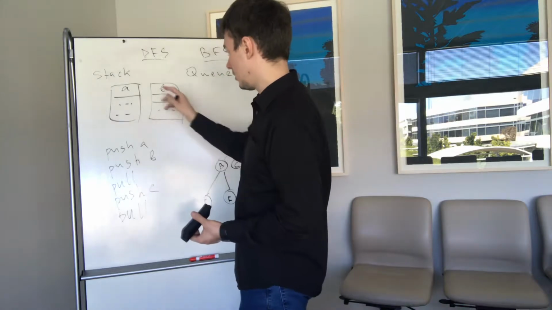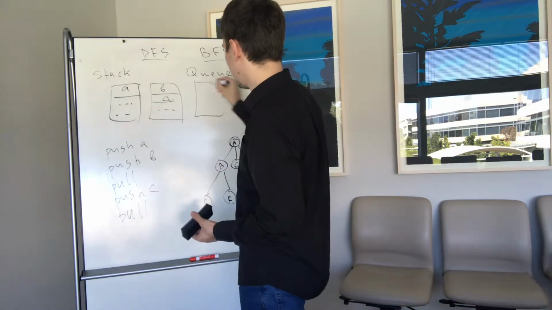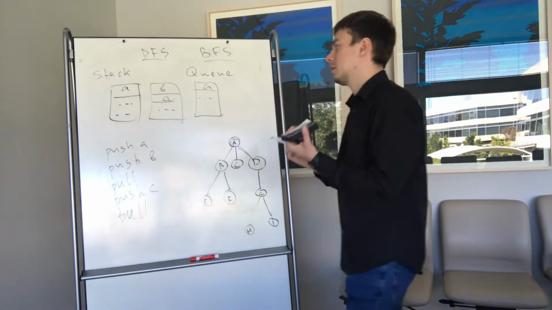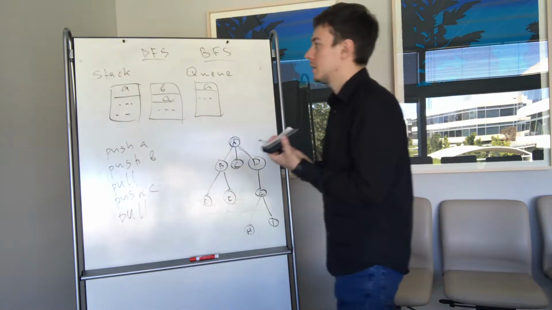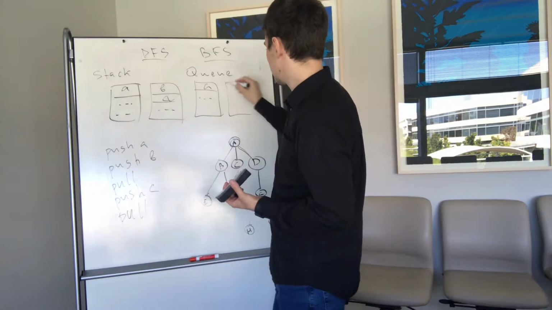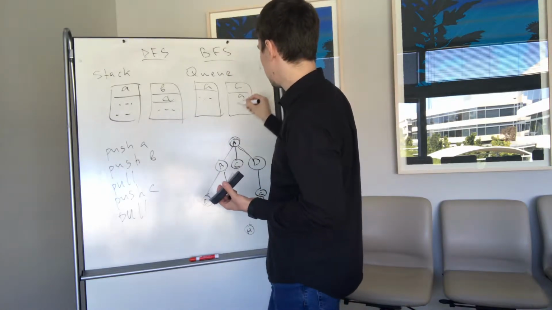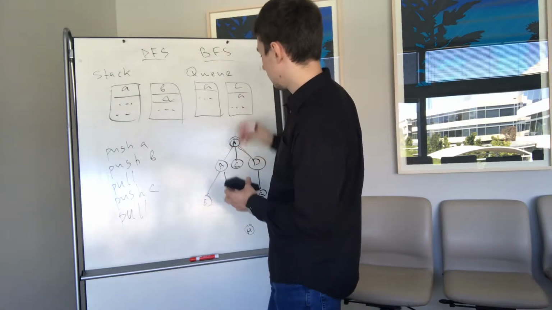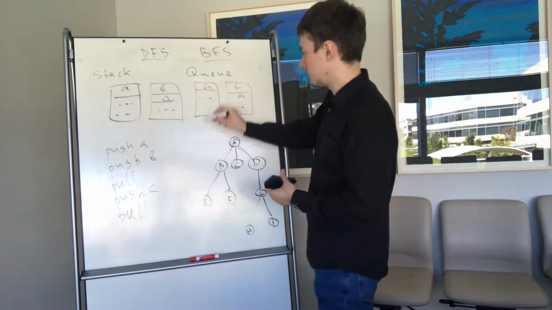After we pull B, it will look like this. A at the top again. B is not in the stack anymore. After we push C, the stack will look like this: C, A. And after we pull C, it will look like this again.